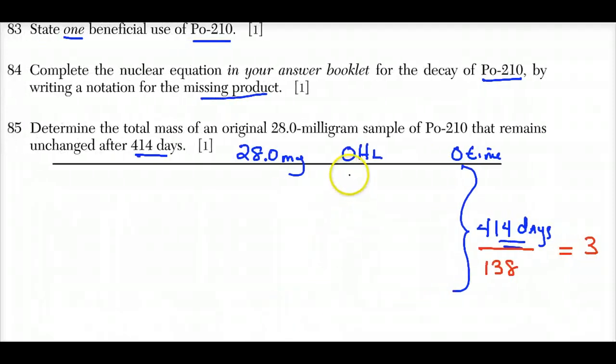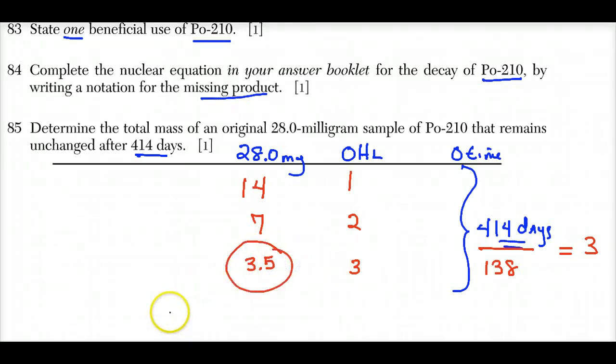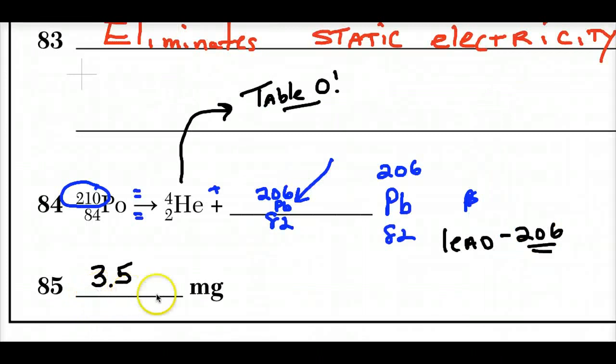Okay, so we have the first halving. Well, cut 28 in half, I believe that's 14. Second halving, cut it in half again, that's 7. And the third halving, cut 7 in half, and this is 3.5. So the answer is 3.5 will remain after 414 days because that's really 3 half-lives. Of course, the answer is 3.5 milligrams, and I forgot that unit there, but no harm or foul because they put the unit in there for me.